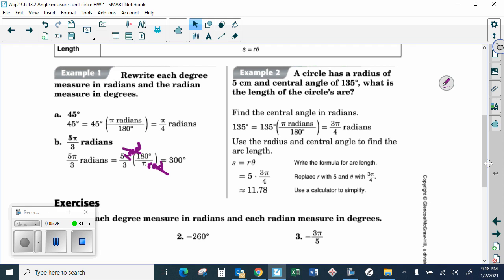Okay, so then the pi's cancel out. 3 goes into 180 60 times. 60 times 5 is 300 degrees. So 5 pi over 3 radians is equal to 300 degrees.